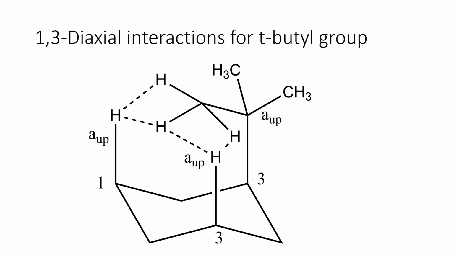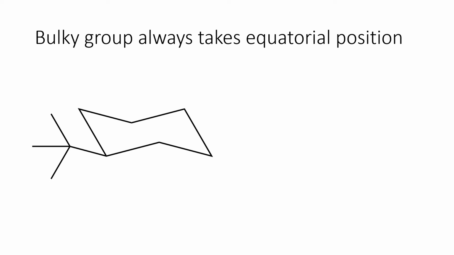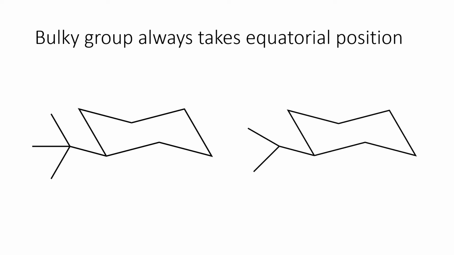Therefore, it is a very unstable structure. So whenever a bulky group is present, it doesn't take the axial position because of these 1,3 diaxial interactions. It always prefers to take the equatorial position, like this. So this is the representation of the cyclohexane ring.